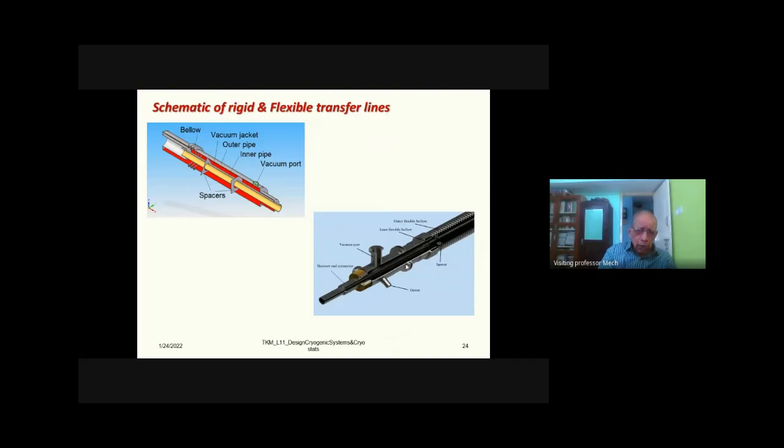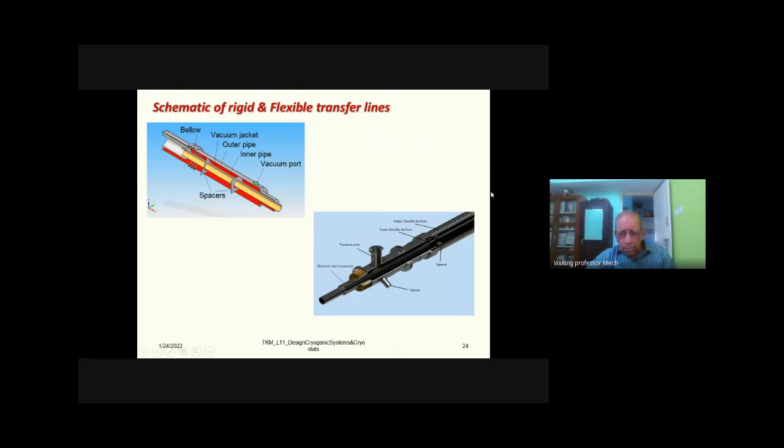Now the schematic of the rigid and flexible transfer lines is shown here in this diagram. So you can see the inner line, and then you have the outer line. The outer line has got a bellow which takes care of thermal contraction. Okay, and you will have an appropriate vacuum port for evacuation and so on. And you also require some spacers which will make sure that the inner line does not touch the outer line, which will be a low thermal conductance space.